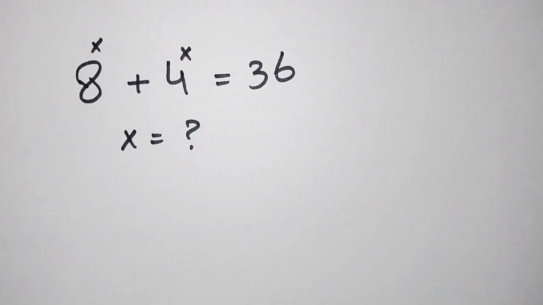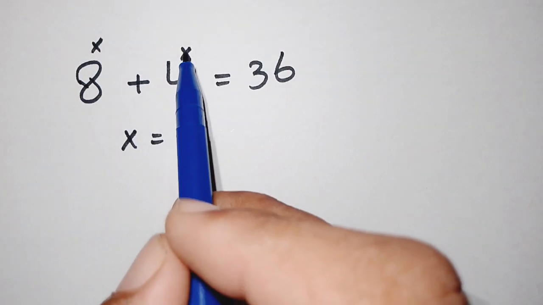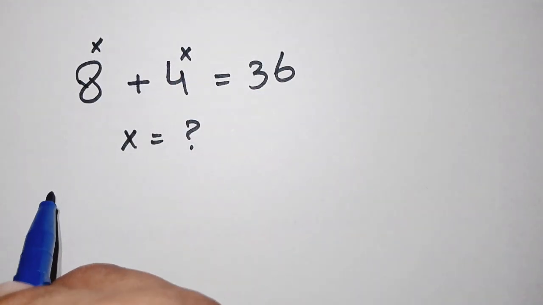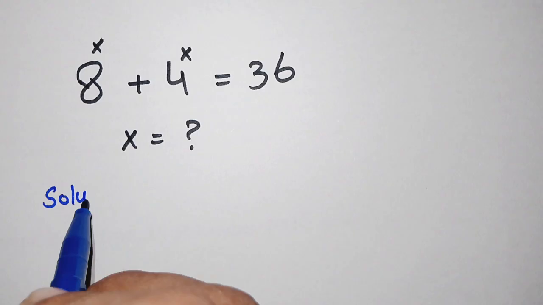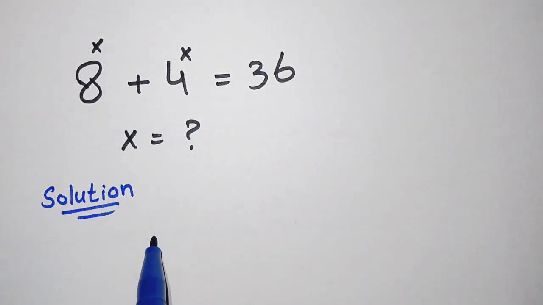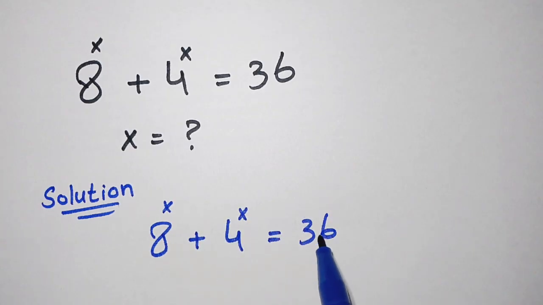Hello, you are welcome. How to solve this interesting question, that is 8 to the power of x plus 4 to the power of x is equal to 36, and we have to find the value of x. So solution: the question is 8 to the power of x plus 4 to the power of x is equal to 36.